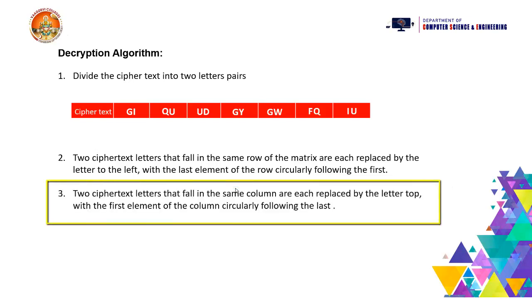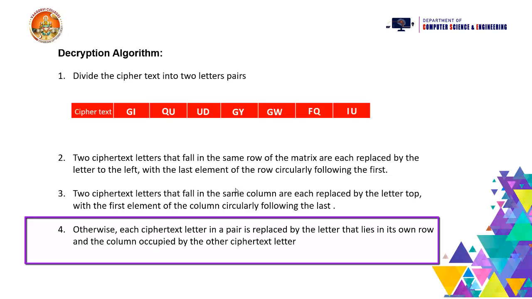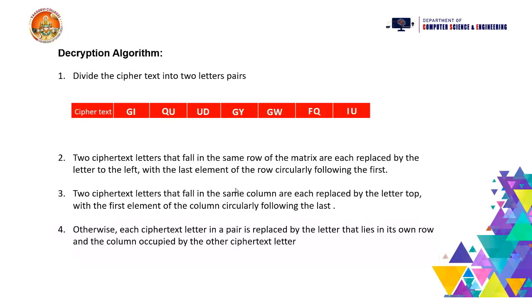Next, if two ciphertext letters are in the same column, it will replace each with the letter above it in that column. If the ciphertext character is the top letter, it is going to be replaced with the bottom letter of that particular column. And the fourth rule is, if the characters are in different rows and different columns, each is replaced with the character in its own row and the other letter's column.